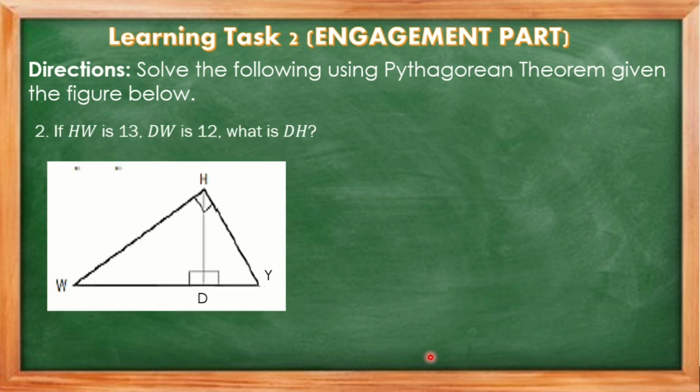Okay, so number 2. If HW is equal to 13, and then DW is equal to 12, so this side, what is DH? So, ito. So, based dito sa mga given natin, ang tinutukoy na triangle dyan ay ito. So, itong right triangle na to. Okay, so identify muna natin yung mga parts na to.